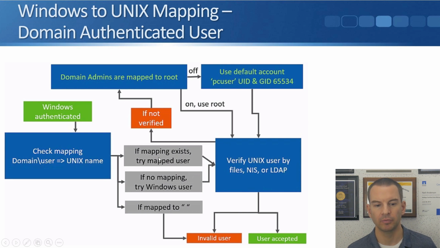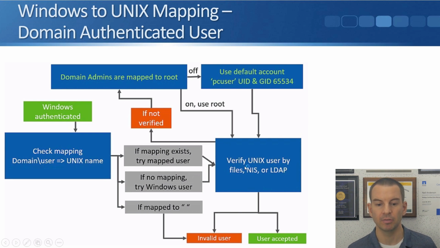Okay, next up. Either a mapping exists, one that you'd configured, or if there's no mapping, they've tried the Windows username. In that case, at this point, the system is now going to do the authentication. So it's going to verify the Unix user by either files, NIS, or LDAP, whichever one you've set up to do the authentication. Based on this, it's going to check the permissions. So it does the authentication, and it also does the authorization. It's going to check the Unix permissions on that file or folder, and then based on that username, the user either gets access or they do not get access, based on how you've configured the permissions.